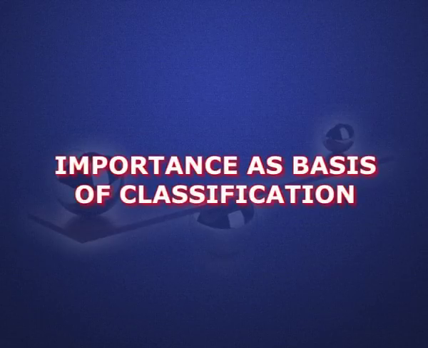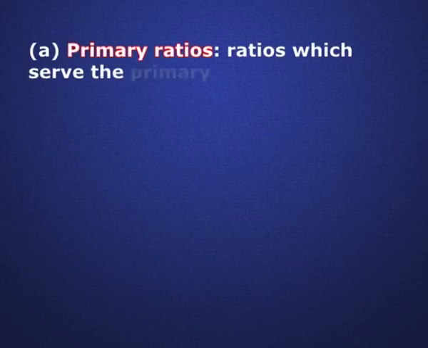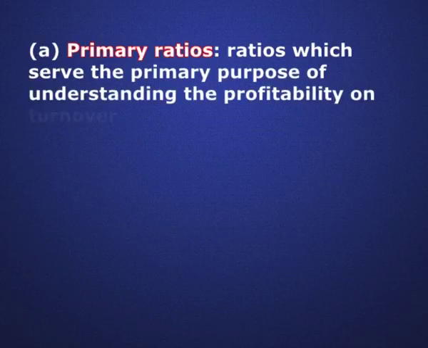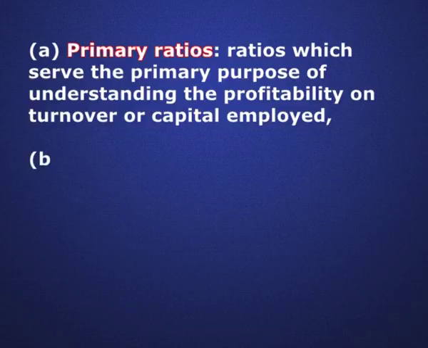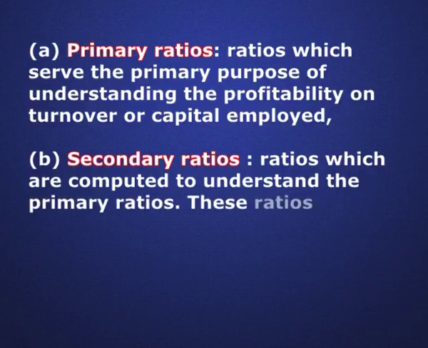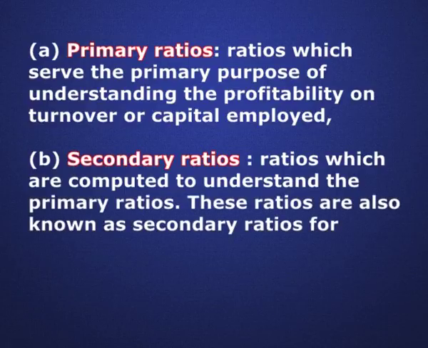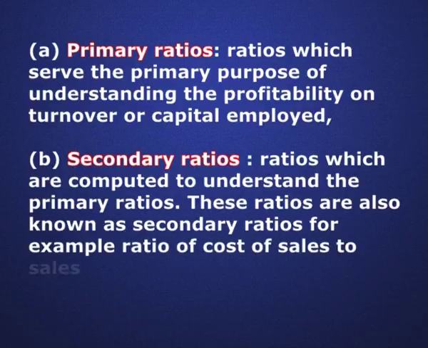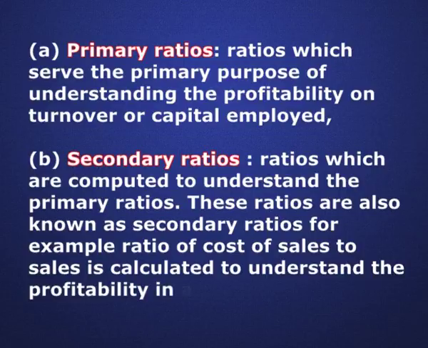Third, importance as a basis of classification. Importance as a basis of classification suggests two types of ratios. A. Primary ratios, ratios which serve the primary purpose of understanding the profitability on turnover or capital employed. B. Secondary ratios, ratios which are computed to understand the primary ratios. For example, the ratio of cost of sales to sales is calculated to understand the profitability in a better way.